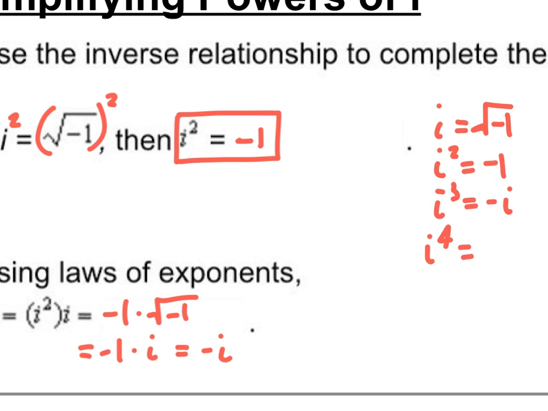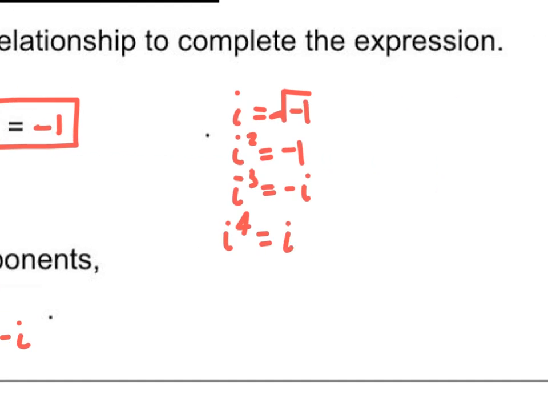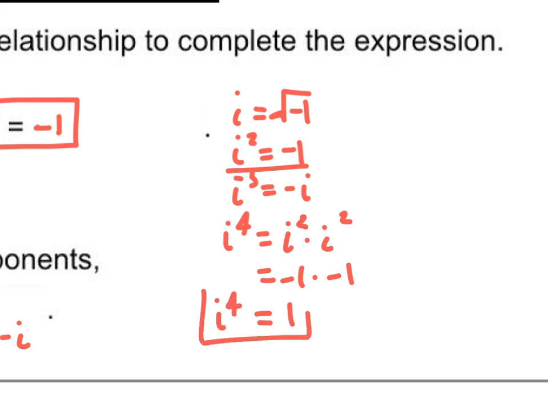Well, I could split that up into i squared times i squared. And I know that i squared is -1, so this is really just going to give me -1 times -1, and -1 times -1 is just going to give me 1. So I know that i to the 4th is equal to just 1.